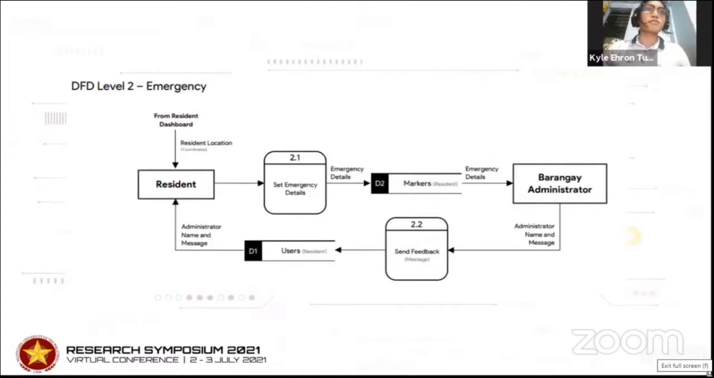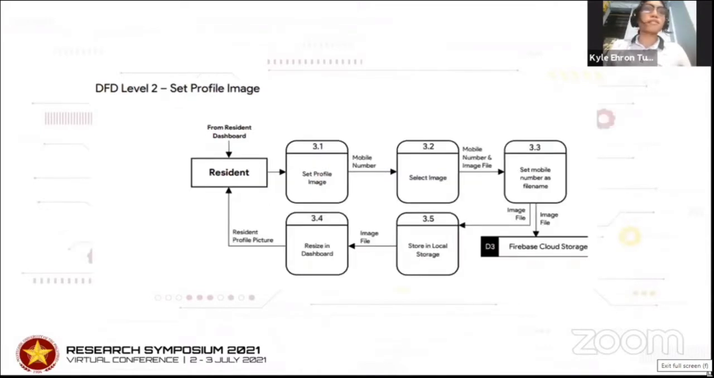So, ito yung level 2 DFD pag nag-emergency yung resident. So, magse-set muna siya ng emergency details at ma-store siya sa markers kung saan makikita siya ng barangay admin. Tapos yung barangay admin is pwede mag-feedback kasama ng message and name ng admin papunta sa user. Ito naman is level 2 DFD for setting profile image ng resident. So pag magsiset ng profile image, kukunin muna yung mobile number ng resident at magse-select ng image.